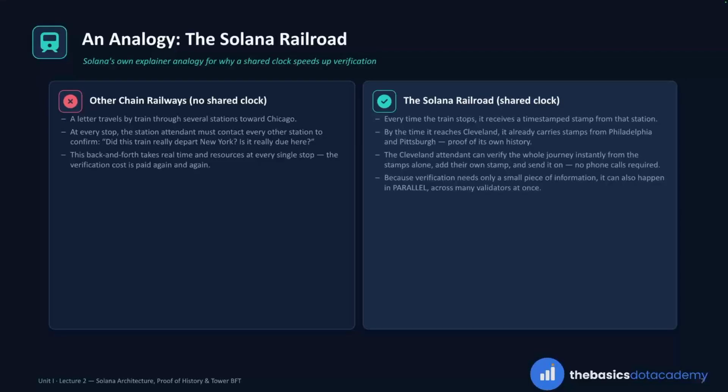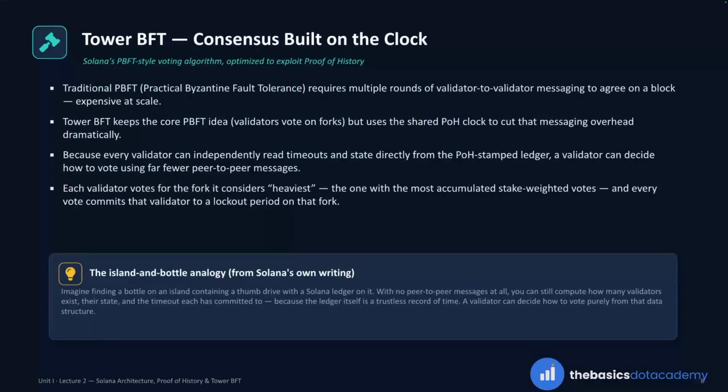In the case of Solana, there is no explicit peer-to-peer messaging to verify the data and the transactions, because the Solana blockchain carries forward a shared clock, which involves proof of history. By that, the validator knows that the data was actually present when it happened. Because of this, the verification needs only a small piece of information. It can also happen in parallel across many validators at once.